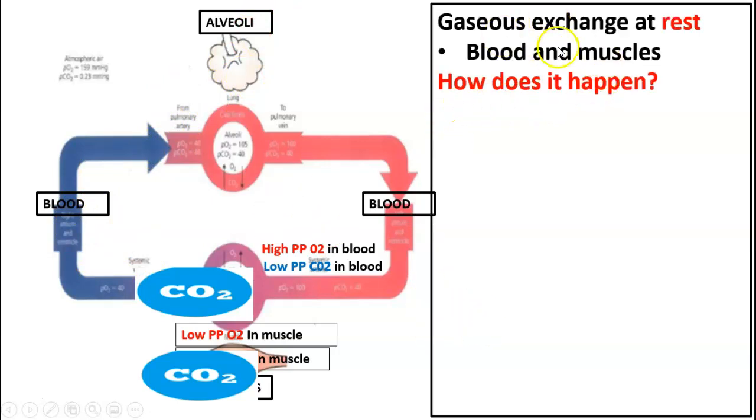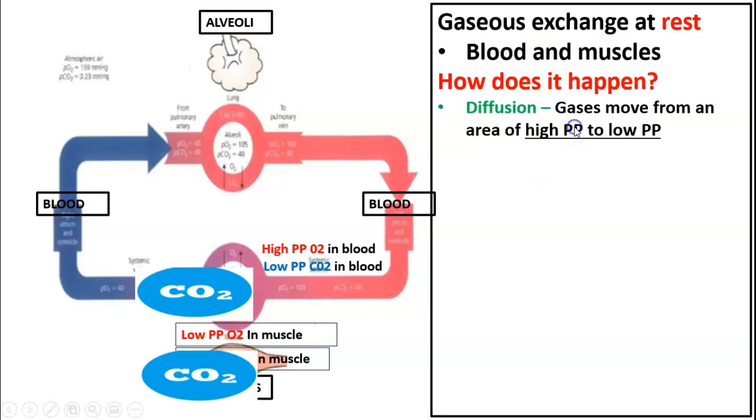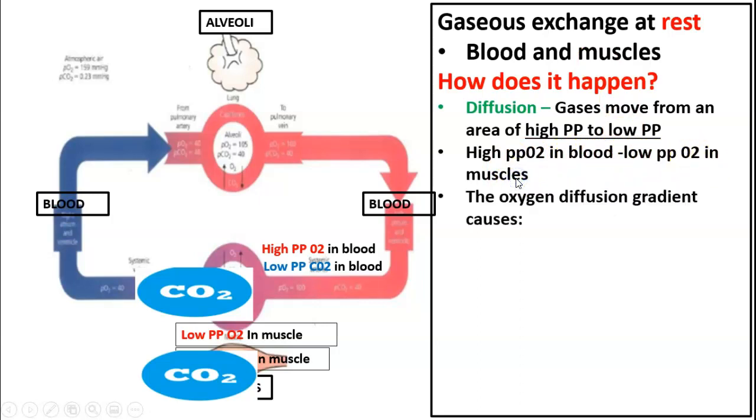Now we go into our blood and muscles. This is your title. So between the blood and the muscles, how does it happen? Well, always the same, it starts with diffusion. Gases move from an area of high partial pressure to low partial pressure. We always have to get that bit in. Now we need to split our gases up again. Starting with oxygen: there's a high ppO2 in the blood and a low ppO2 in the muscles. That causes an oxygen diffusion gradient, which causes oxygen to diffuse from the blood into our muscles, which allows us to exercise.